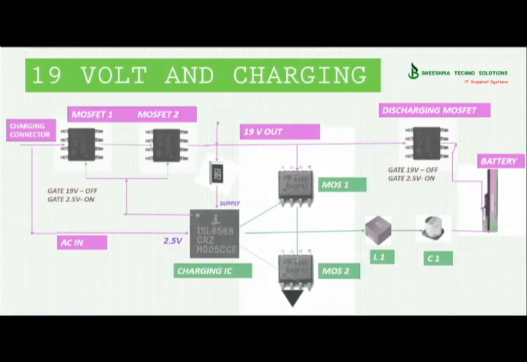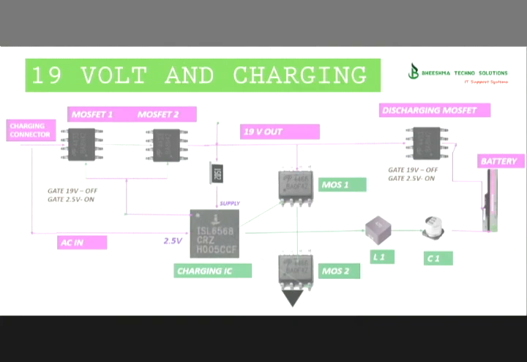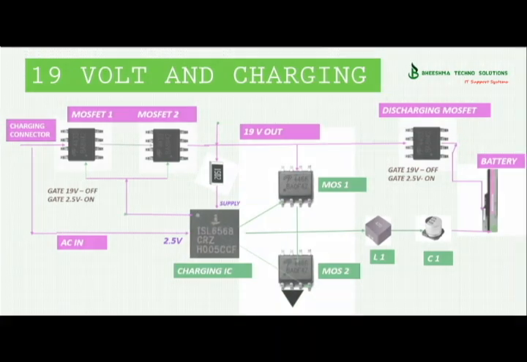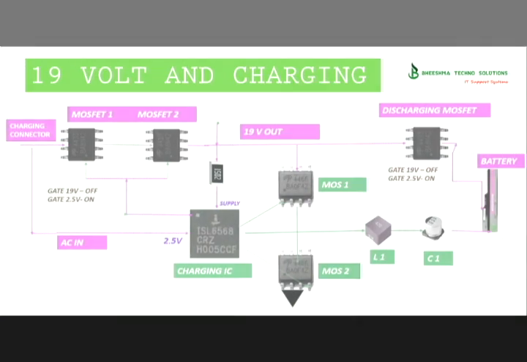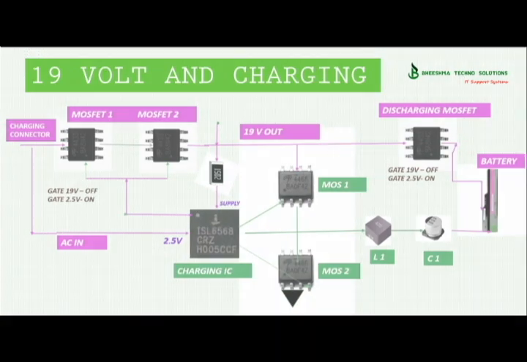If the AC in of the charging IC drops below or above 2.5 volt, it will not send the gate signals, thus blocking the adapter voltage from passing through these two P-channel MOSFETs. If the adapter is removed, AC in drops to 0 volt, so the charging IC stops sending the gate voltage, thus blocking the voltage from coming here.